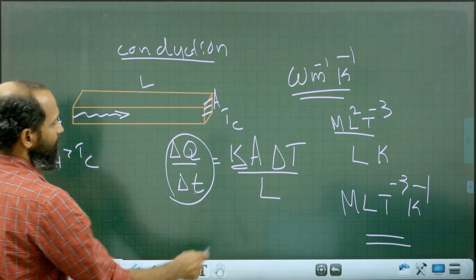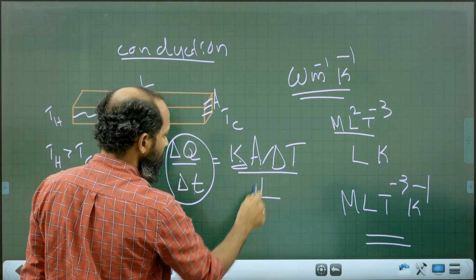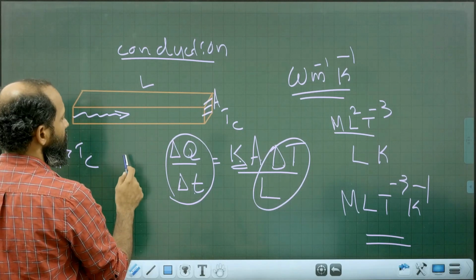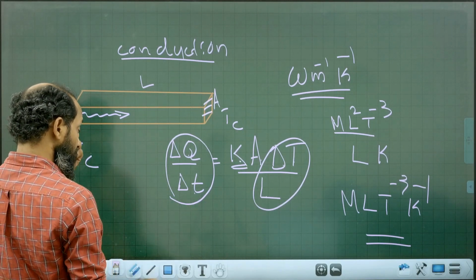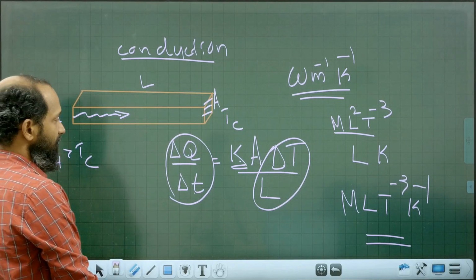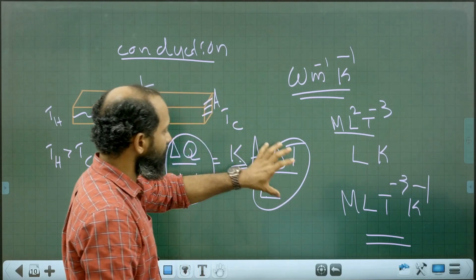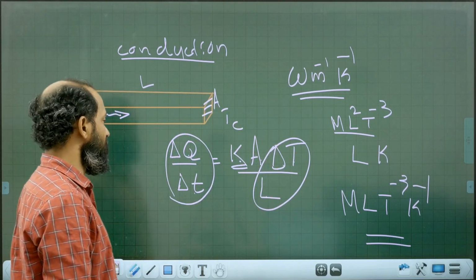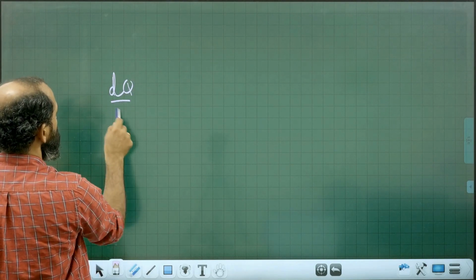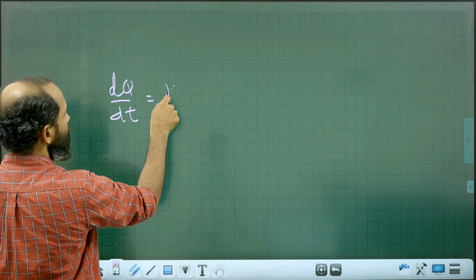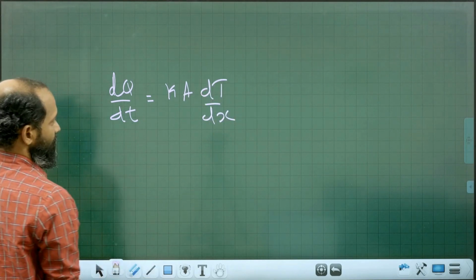Okay, here in K A delta T by L, this delta T by L is called the temperature gradient. So delta Q by delta T equals K A into the temperature gradient. Once again writing it as a differential equation, dQ by dt equals K A dT by dx.